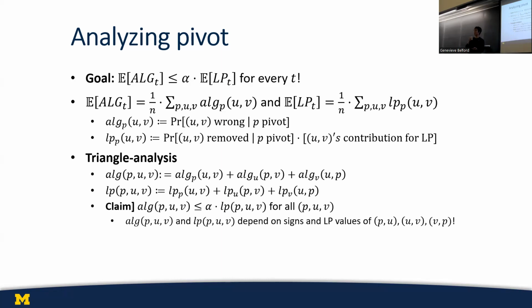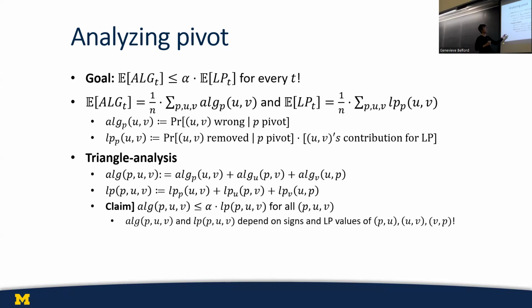We know that term-by-term analysis is not going to work, but then you just group them in this way. Say ALG_PUV is a summation of ALG sub PUV plus ALG sub UPV and ALG sub VUP, and then do the same thing for LP. Then somehow, magically, one can prove a bound of approximation ratio alpha for some constant alpha.